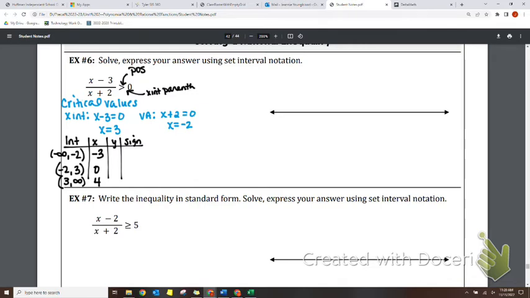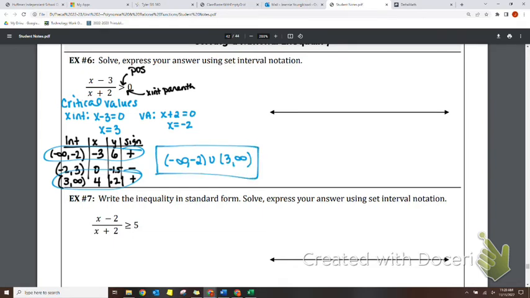All right, so negative 3 I see as a positive 6, 0 is negative 1.5, and 4 is approximately 0.2. I'm looking for where it is greater than 0, so we said these are positives. So I can see my solutions right here. Negative infinity to negative 2 with the parenthesis, and 3 to infinity, 3 has a parenthesis as well. And so that is my solution.